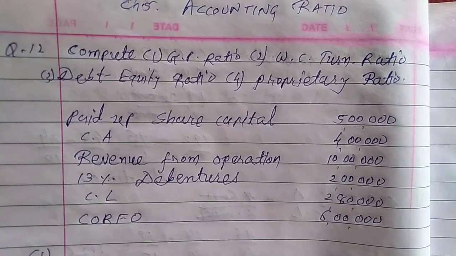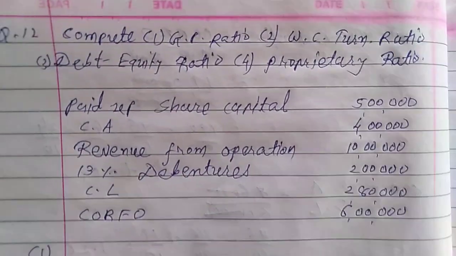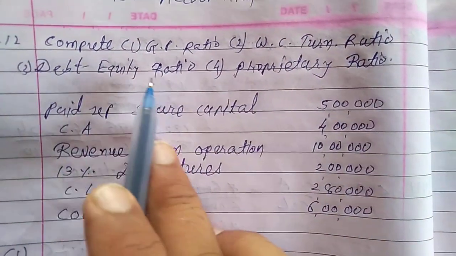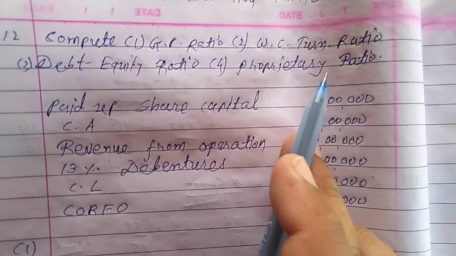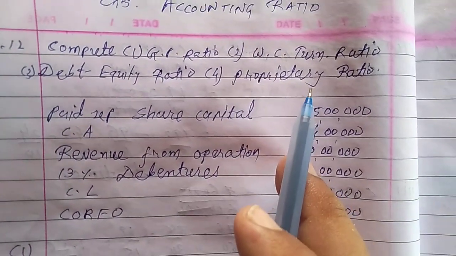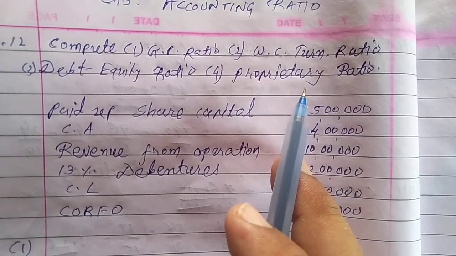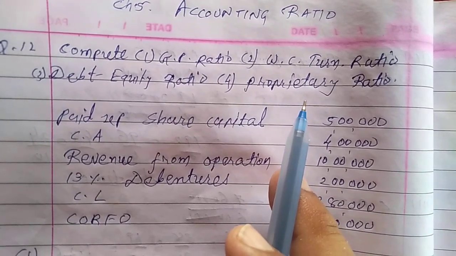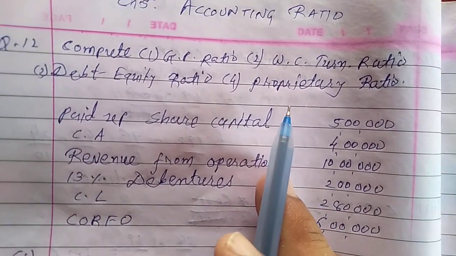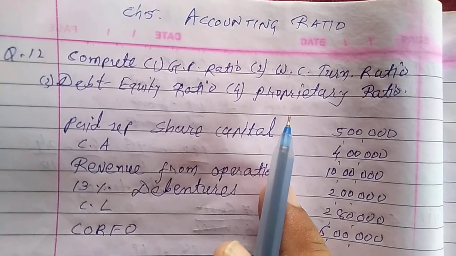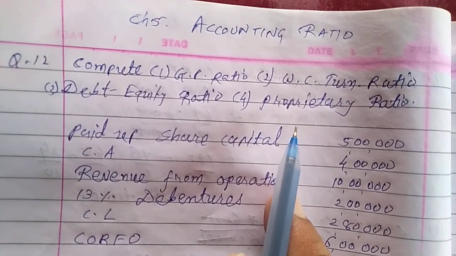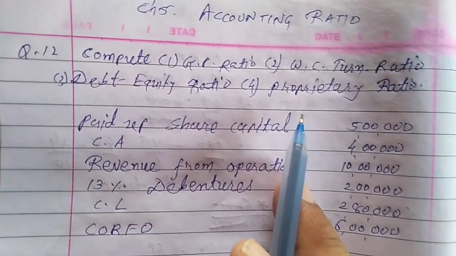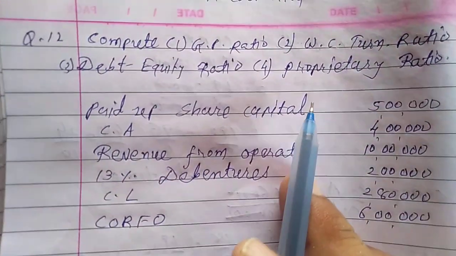Compute GP ratio, meaning gross profit ratio, working capital turnover ratio, debt equity ratio, and proprietary ratio. I hope you are all aware of the different formulas, and you know the four types: first liquidity ratio, second solvency ratio, third activity ratio, and fourth profitability ratio. So you have to revise the different formulas so you can easily remember.